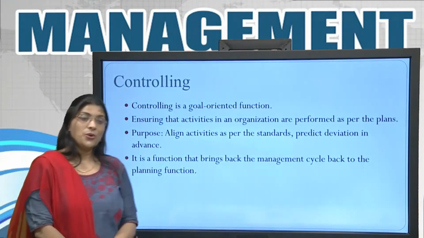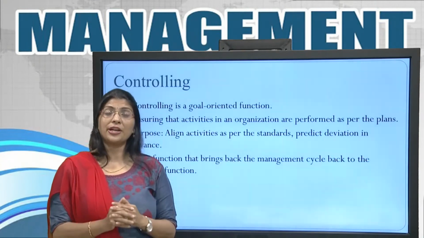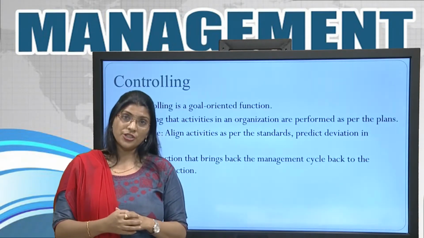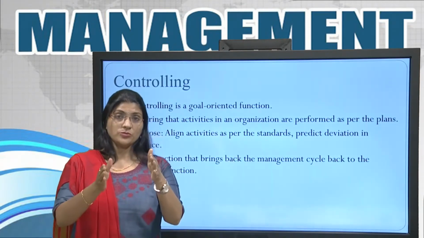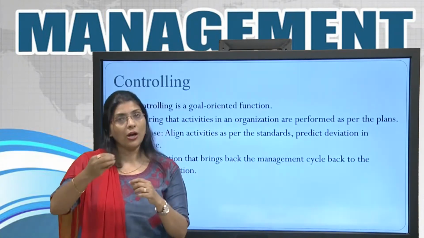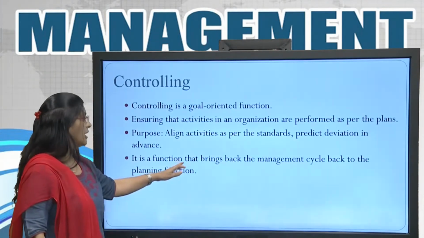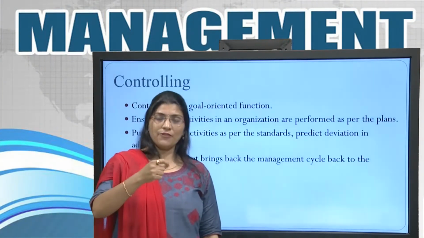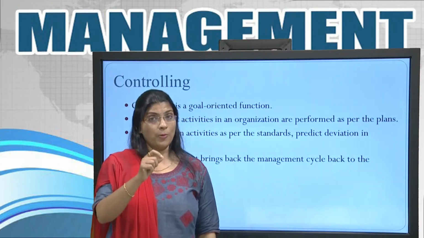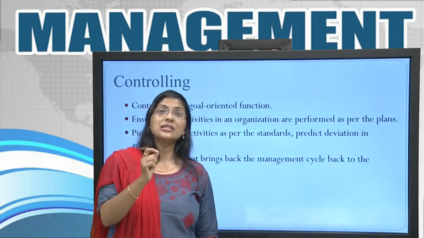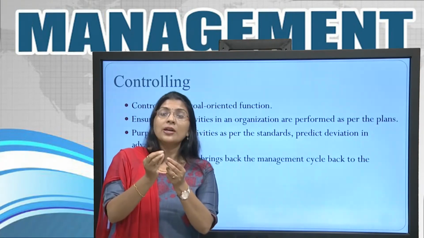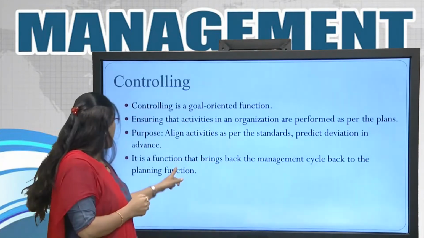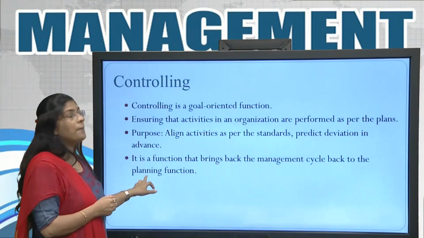So controlling is a very critical function in the organization, as it makes a manager come back on track before anything untoward happens. It is a function that brings the management cycle back to the planning function. It means if any deviation happens due to a problem, and the problem cannot be resolved, then the manager sees whether this problem can be resolved by a slight change in the planning process. By this, the management cycle goes back to the planning function.